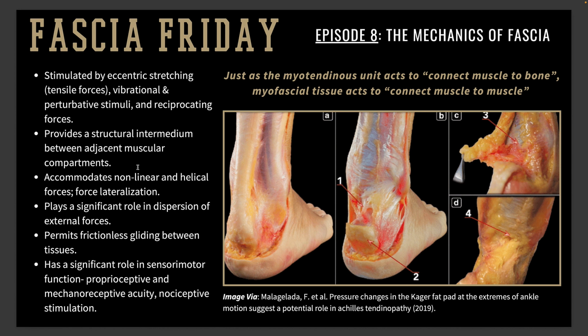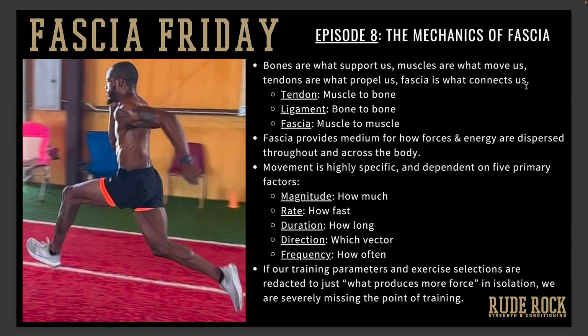So this structural intermedium that fascia provides is really critical for stability and for the transmission of force. As we've already touched on, this is mostly speaking to nonlinear or force lateralization, where the musculotendinous units and the muscles themselves are going to be more responsible for transmission of the longitudinal forces. The fascia is going to be a major player in the lateralization. So to give a quick recap here, bones are what supports us, muscles are what move us, tendons are what propel us, but the fascia is what connects us.